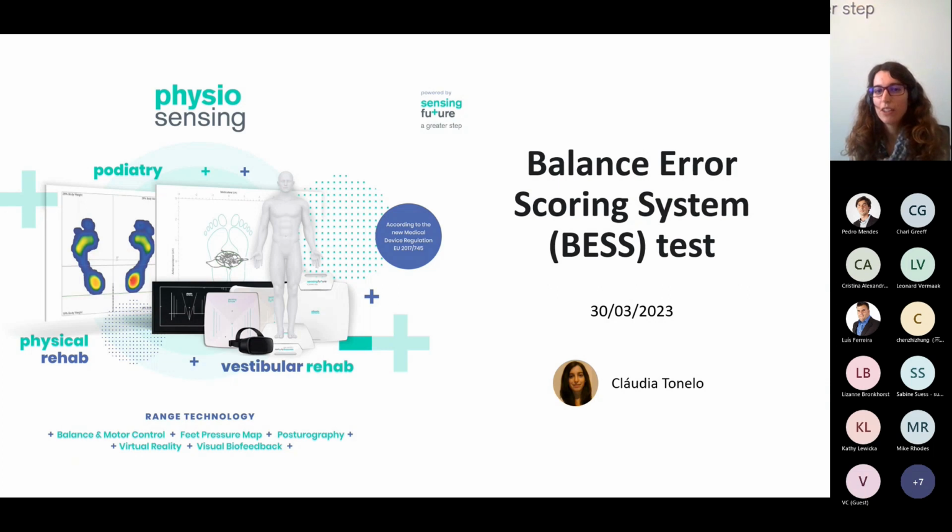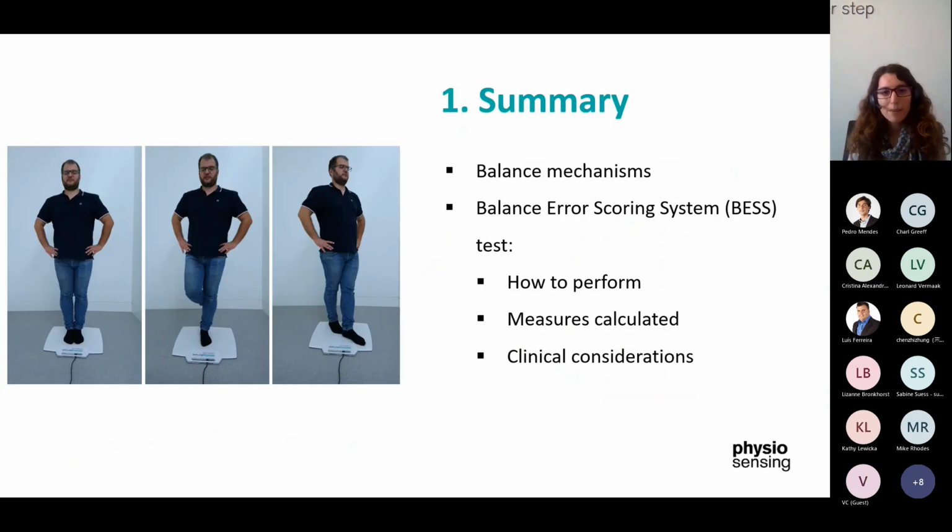I work mainly on the innovation and scientific development of PhysioSensing. We are specialists in technology for force and pressure platforms with wide applications in physical and vestibular rehabilitation, as you will see in this webinar. So today I am pleased to present to you our sixth webinar about PhysioSensing. I'm sure that you will be impressed. So let's talk today about the Balance Error Scoring System, the BESS test.